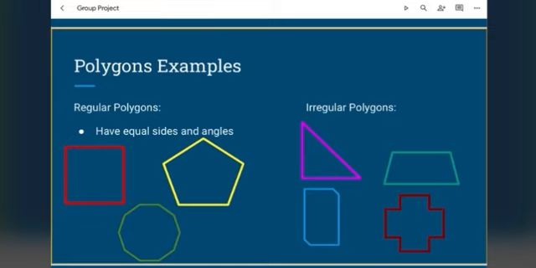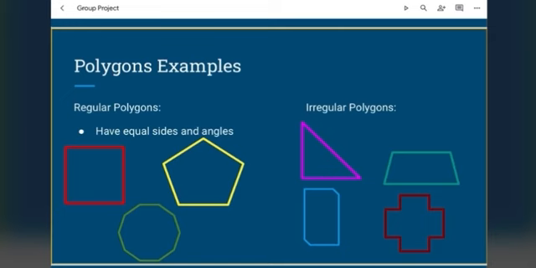We also have irregular polygons. So irregular polygons don't have to have equal sides or equal angles. As you can see, for example, on the red maroon figure, not all the sides are the same length and not all the interior angles are the same measurement.